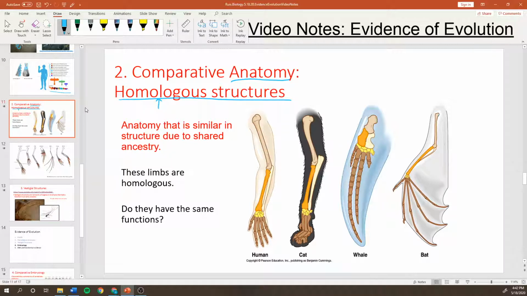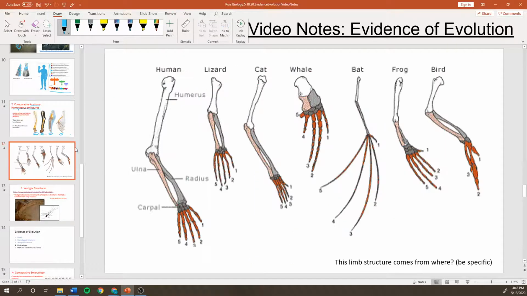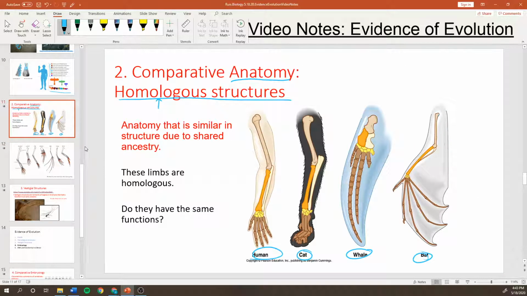And so what we're saying is that the limbs of the human and the cat and the whale and the bat, and actually a bunch of other ones too, basically all vertebrates, see all these guys? They are the same. The limb structure, the bone structure of all of these different vertebrates, meaning things with a backbone, they're all the same. And that's because of this. So it says anatomy that is similar in structure due to shared ancestry. So the idea is that all of these different guys, as different as we think they are, all had a common ancestor.